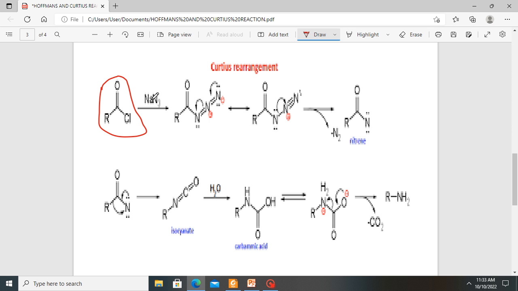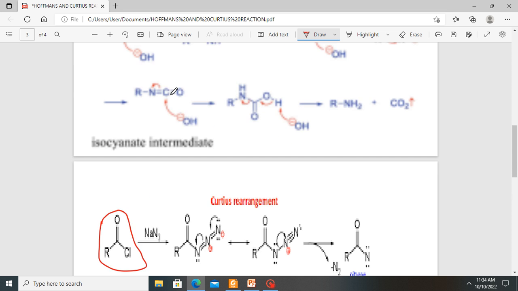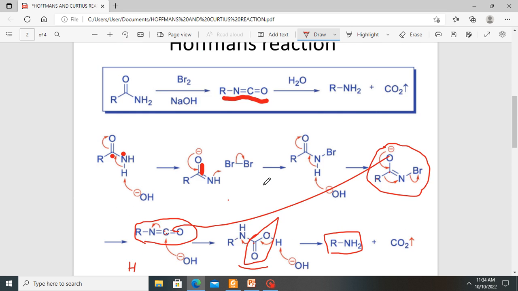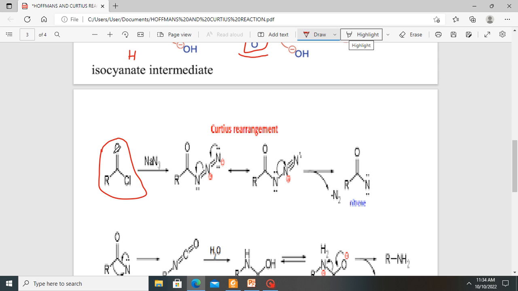So it is NaN3. I think it appears very blurry, but it is NaN3. This is what we call sodium azide, as we saw earlier in the first slide. So when you add sodium azide to an acyl chloride, the next intermediate is called an acyl azide. So the acyl azide is just replacing the chlorine with the azide portion, which is N3, 3 nitrogen atoms.